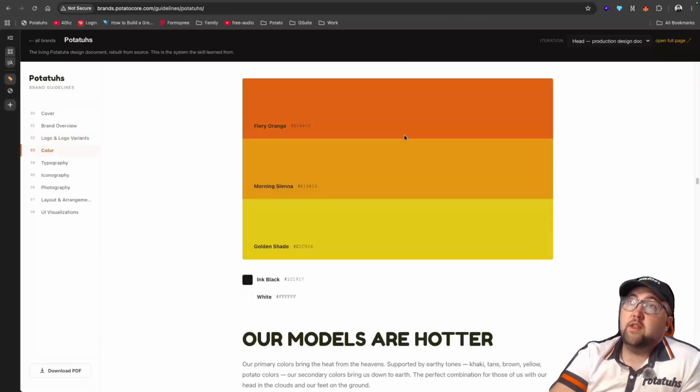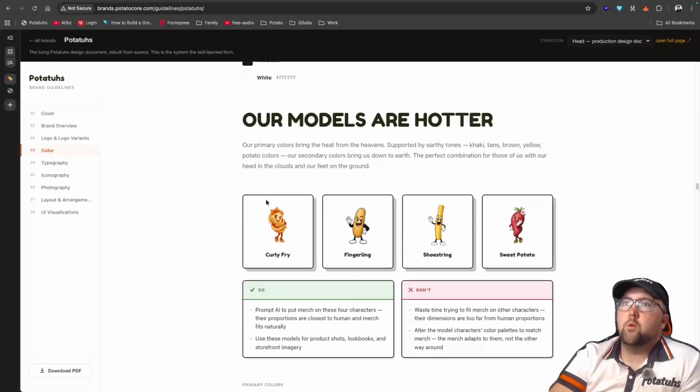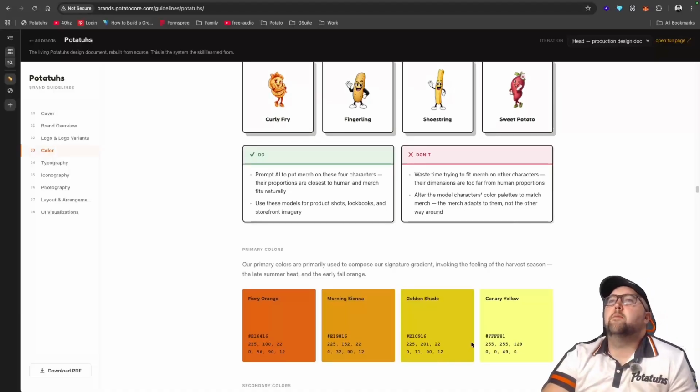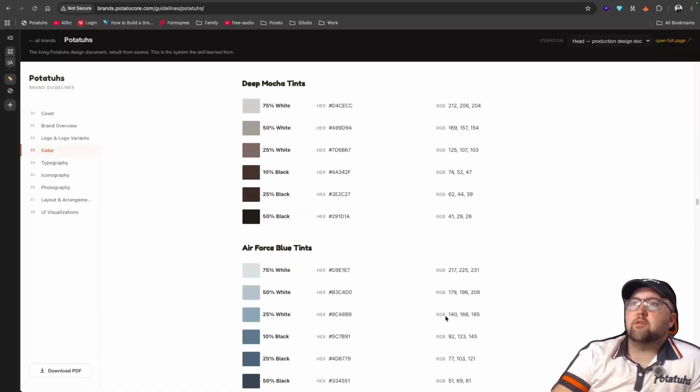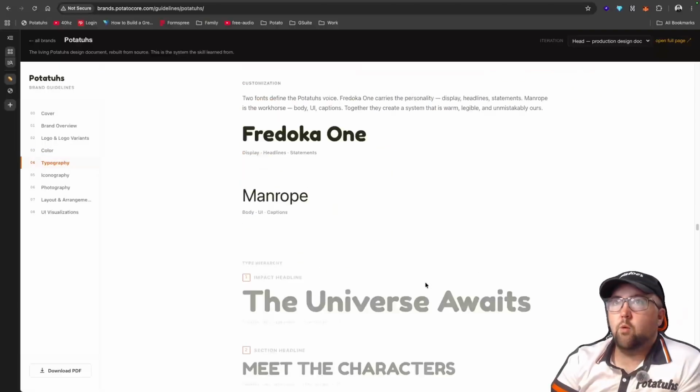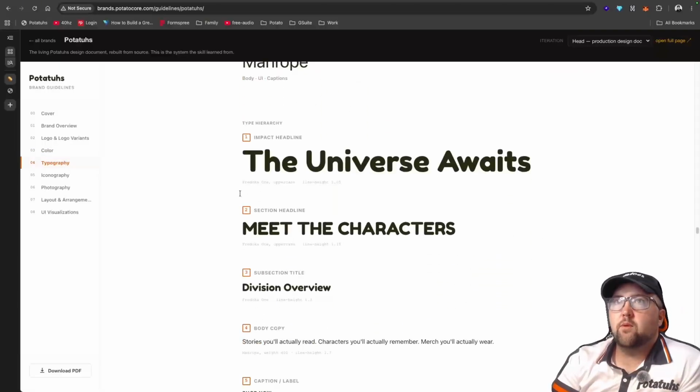So this I use. Fiery orange, morning sienna, the golden shade. We have our models. They're all skinny. I'm a big boy. All right. Copper tints. We are about at time. I got like 1 minute left. The universe awaits. The impact headline. I like this one.